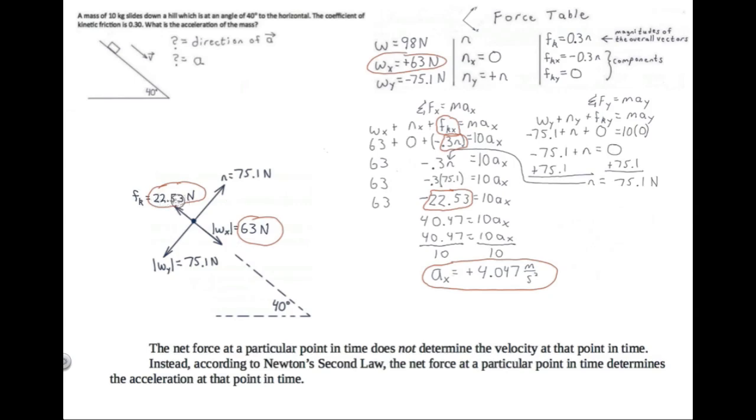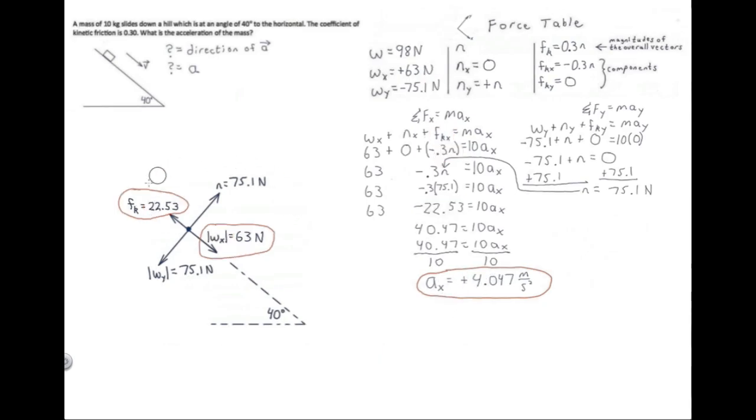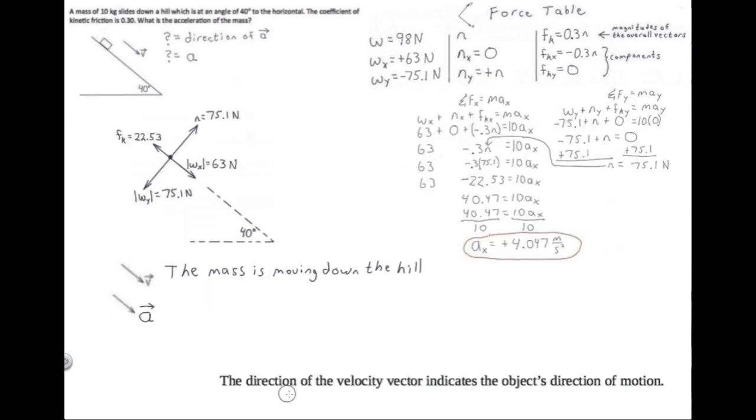Well, the kinetic friction force is pointing up the hill. W sub x is pulling down the hill. We can see that W sub x has a greater magnitude than the kinetic friction, so W sub x is going to win the tug-of-war, and therefore the net force for the x component is going to point down the hill. And therefore it does make sense that a sub x points parallel to and down the hill. In this version of the free body diagram, I drew the arrow for W sub x longer than the arrow for the kinetic friction force to reflect that relationship between those two forces. The direction of the velocity vector indicates the object's direction of motion.